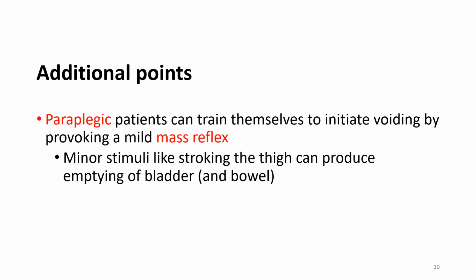As an additional point, you can write that after a spinal cord injury, the paraplegic patients can train themselves to initiate voiding by provoking a mild mass reflex. In this mass reflex, minor stimuli like stroking the skin of the thigh can produce emptying of the bladder. So that's about it. Thank you.